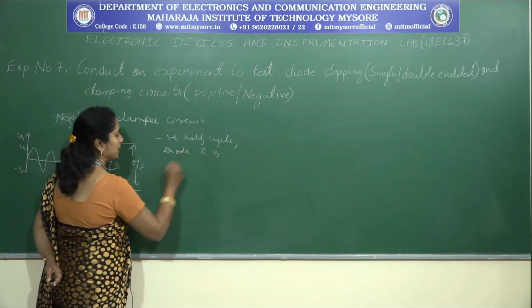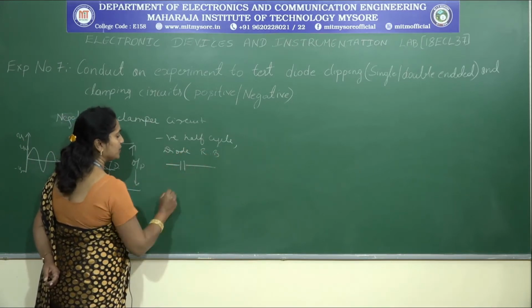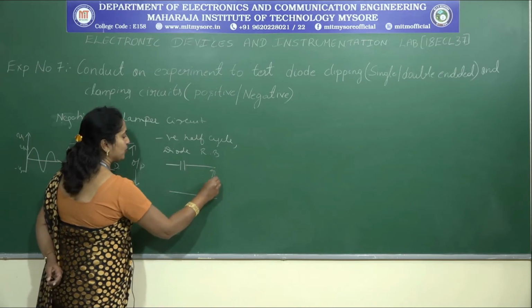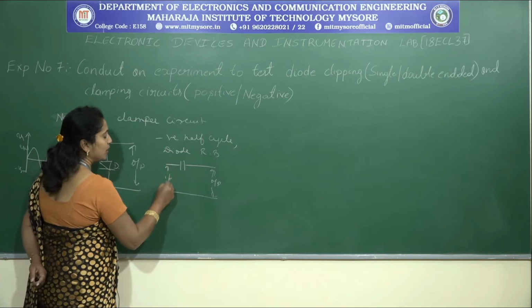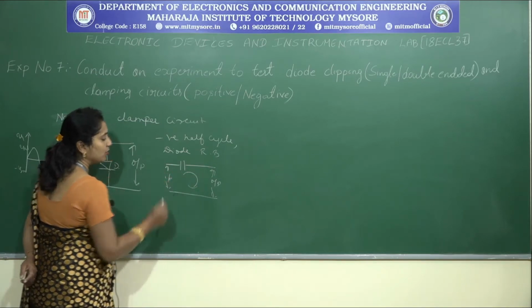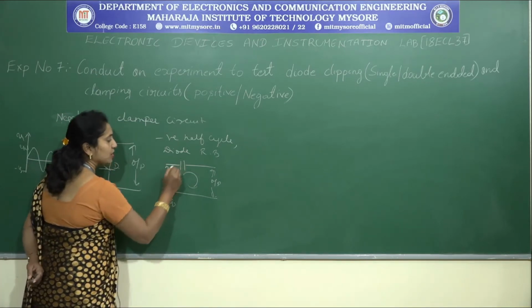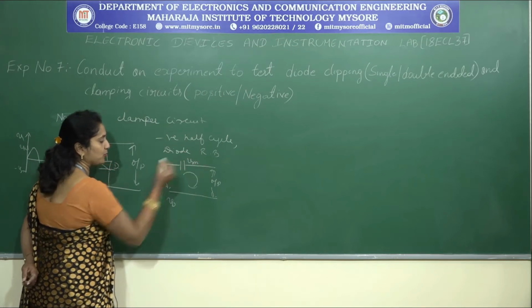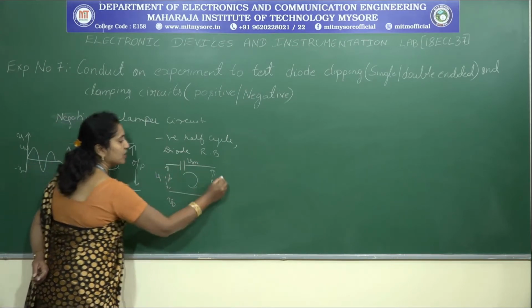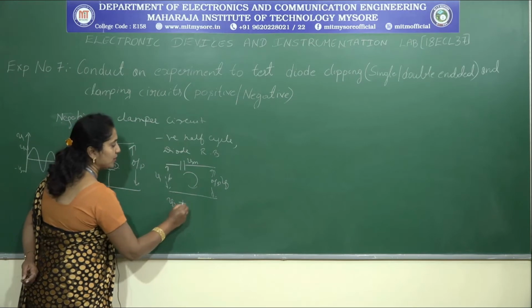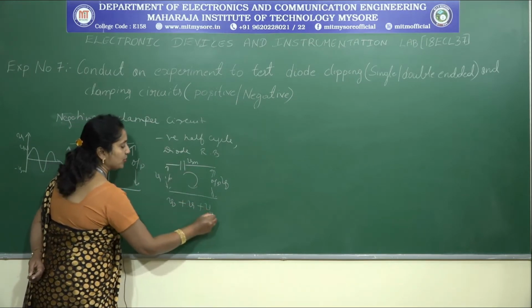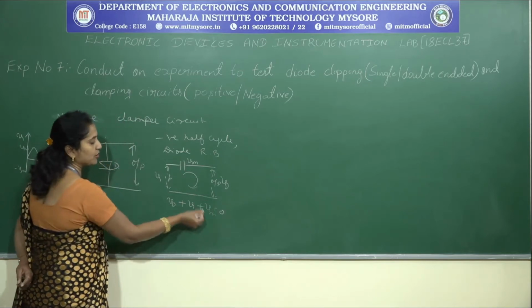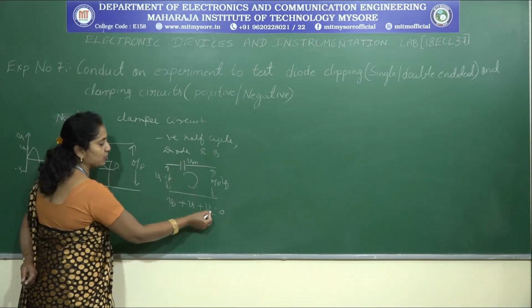The diode is reverse biased, which means it is an open circuit, and this will be your output. This is your input. Applying KVL, what happens? The capacitor is going to charge up to Vm. This is Vi, this is V0. V0 plus Vi plus Vm is equal to 0, because you are going to charge up to Vm.